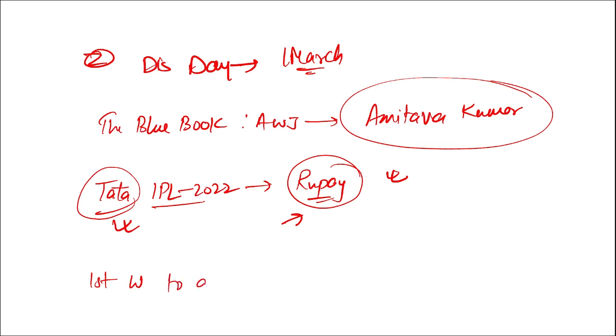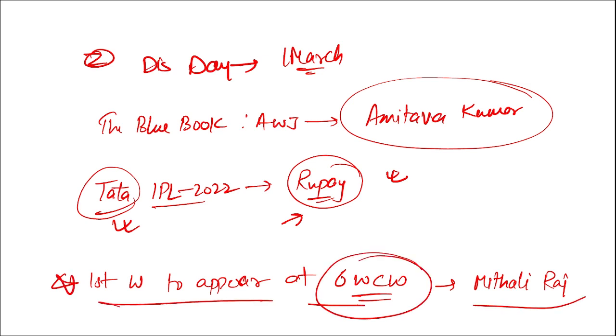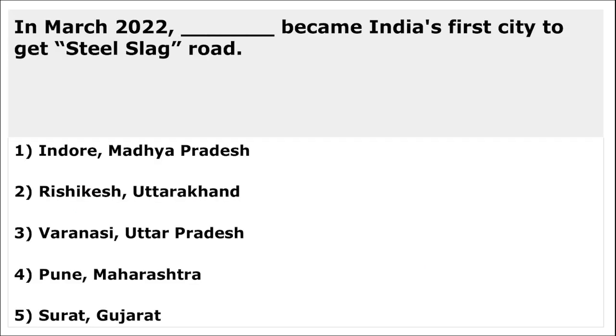Then tell me, first woman cricketer to appear at 6 Women's Cricket World Cups. She is Mithali Raj. Important question. First woman to appear at 6 Women's Cricket World Cups. She is Mithali Raj. Moving on to next question now.